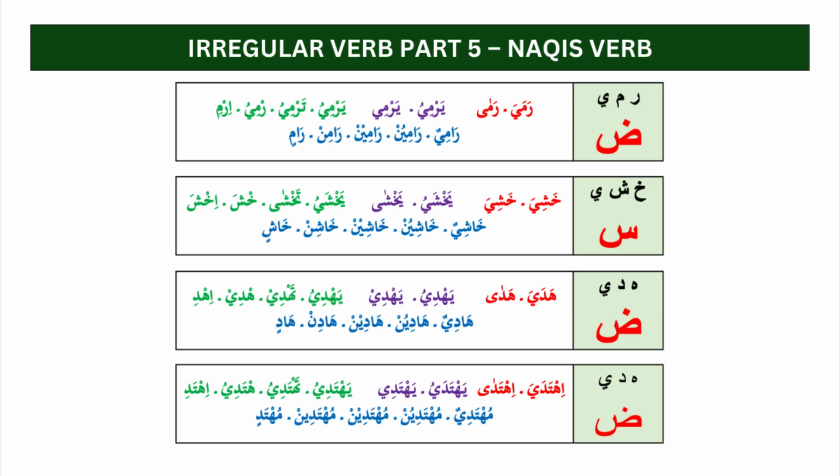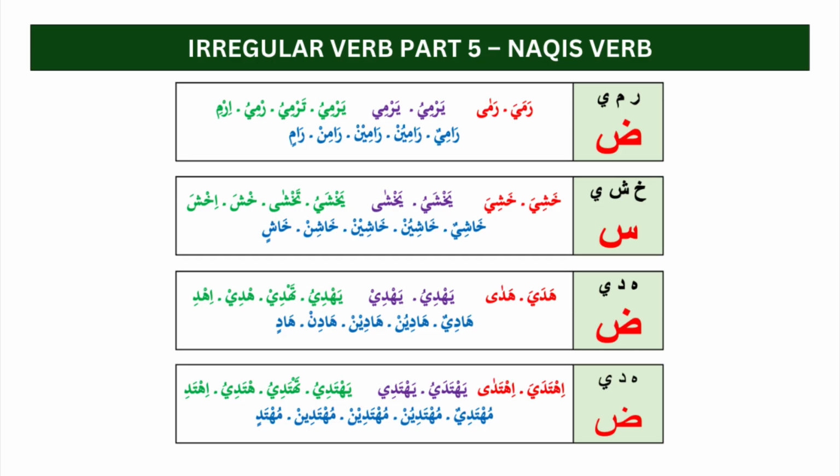Then, in the Amr, we get ihtadi. Again, the command form becomes shorter and smoother. Then, in the Ismul Fa'il, the forms shown are muhtadiyun, muhtadiyin, muhtadin, and muhtadin.